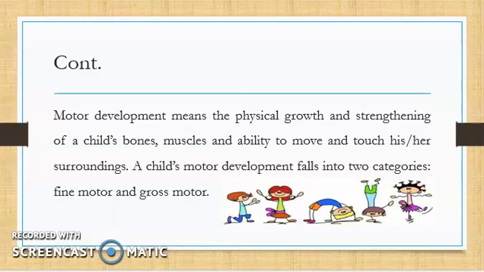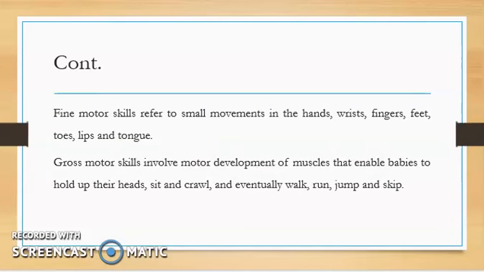A child's motor development falls into two categories. One is fine motor and the second one is gross motor. We will study fine motor skills and gross motor skills in detail in our next lecture, but now we will just see some basic definitions. Fine motor skills refer to small movements in the hands, wrist, fingers, feet, toes, lips and tongue. On the other hand, gross motor skills involve motor development of muscles that enable babies to hold up their hands, sit, crawl, and eventually walk, run, jump, and skip.